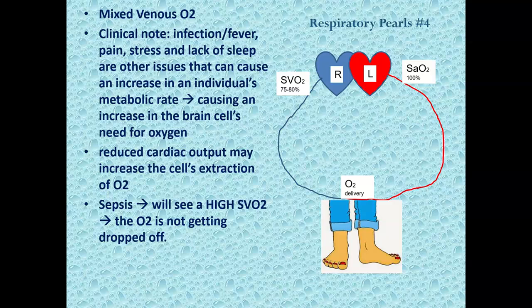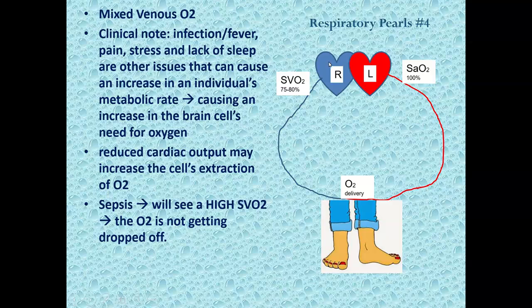So in other words, you know that the oxygen level can be measured in the arterial blood, but it can also be measured in the venous blood. And we say mixed venous when it's on the right side because we have a lot of things just zipping back.